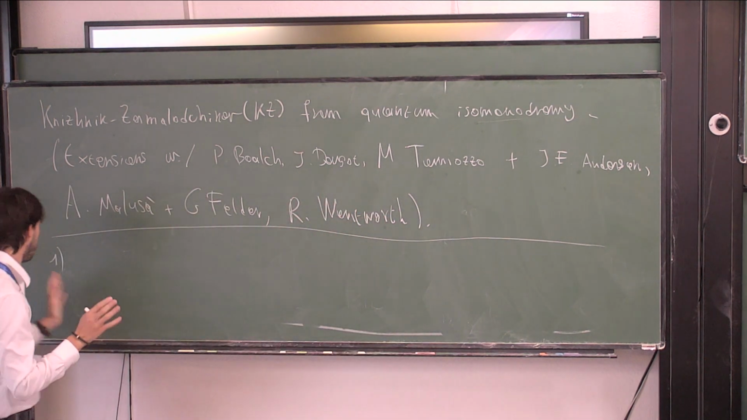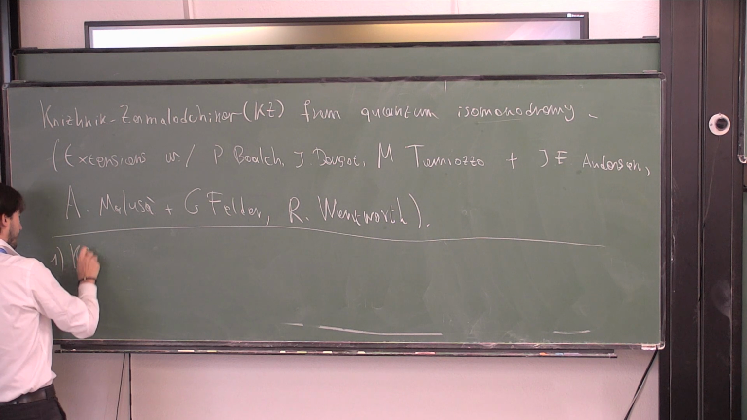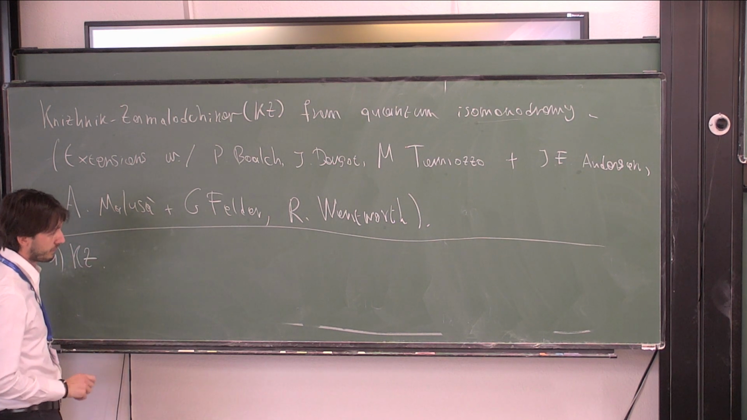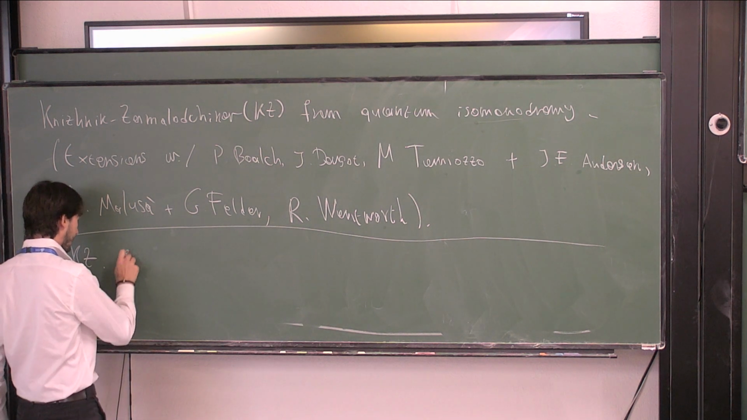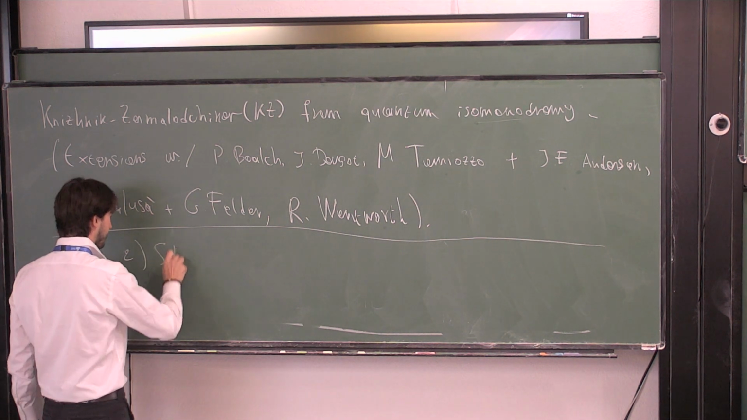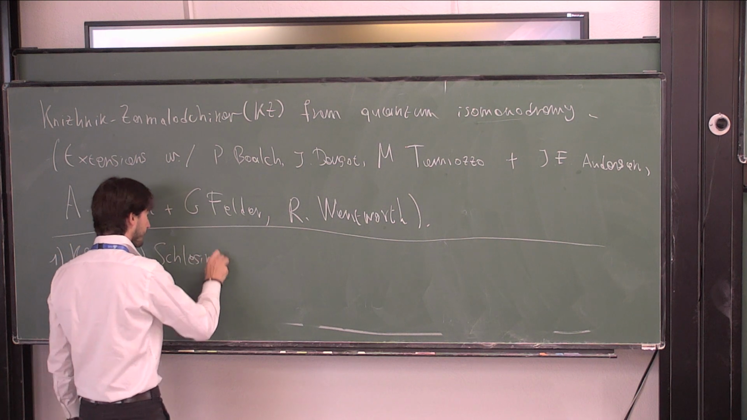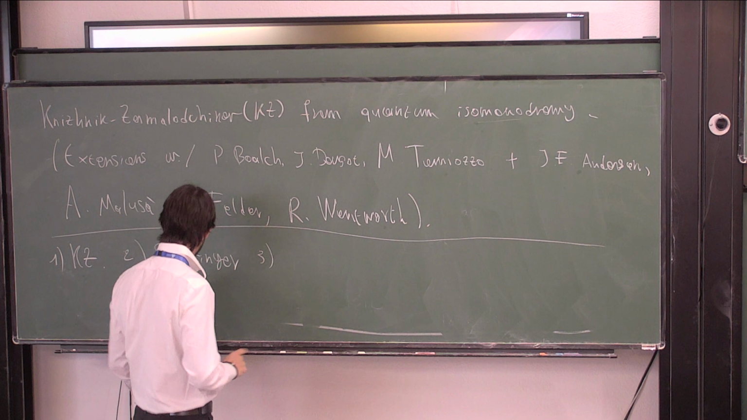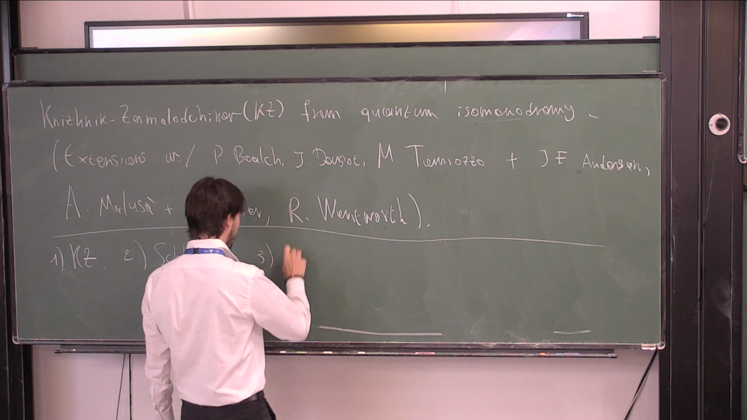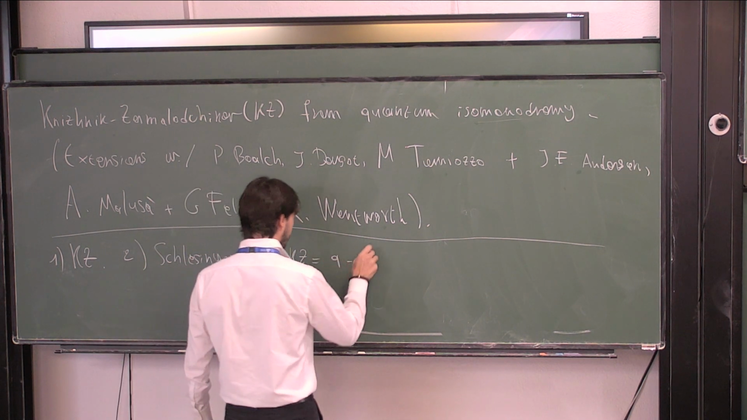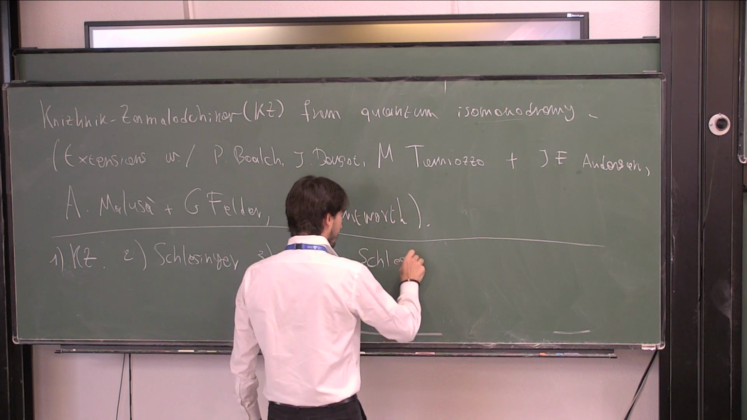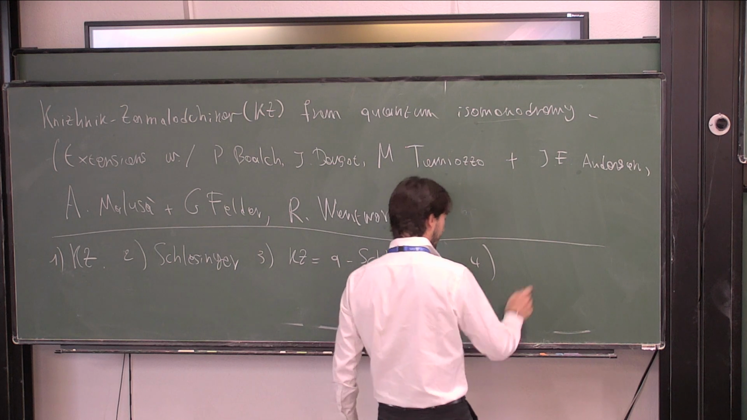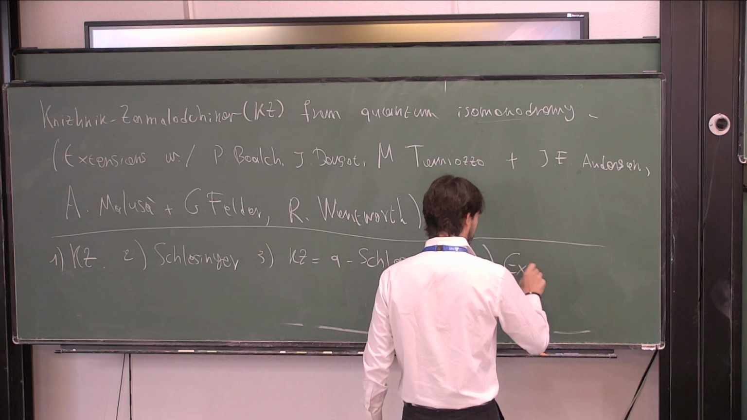That's the plan. First I will try to say something about how KZ arises in the standard CFT construction. Then I will try to talk about the Schlesinger system. Then I will try to say how one quantizes the other, so KZ equals Q Schlesinger, so to speak. And then, if there is some time left, these extensions with all of this.